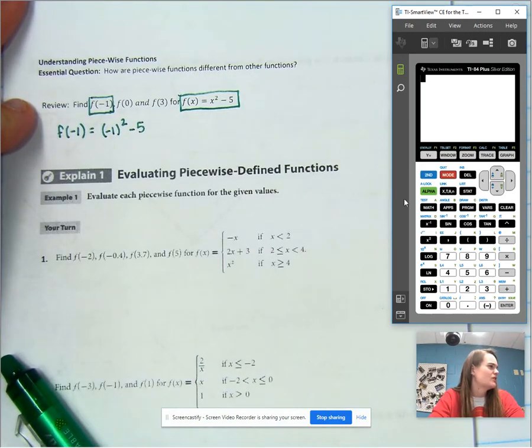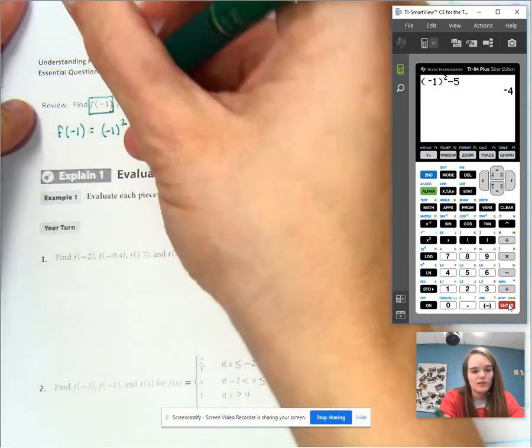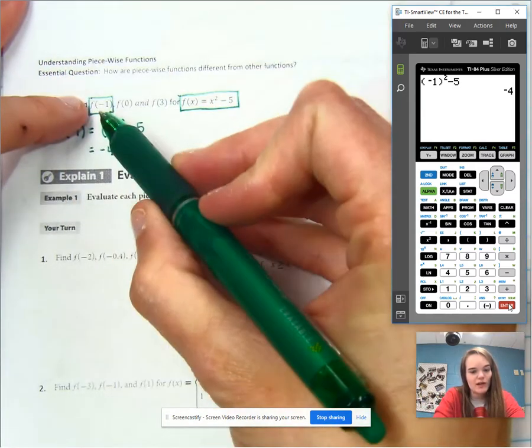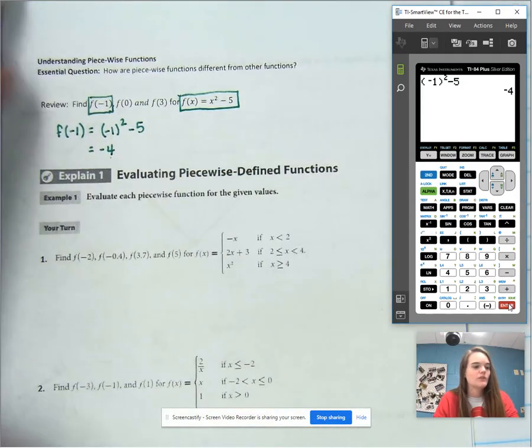And I'm going to use the calculator for this. So parentheses, negative 1, close parentheses, squared. That's not squared. I'm going to delete that. Squared, okay, minus 5. I'm going to get my value. So that value is negative 4. Okay, there's the first one. F of negative 1 equals negative 4. Let's do the next piece.